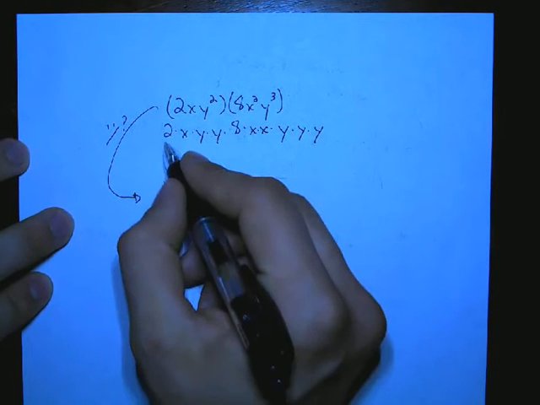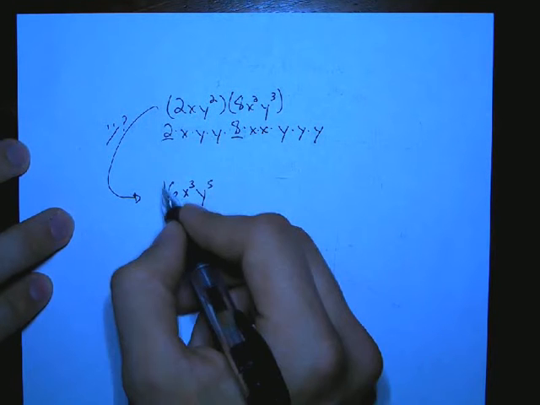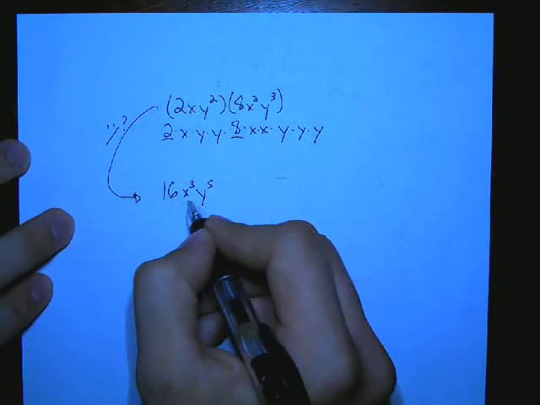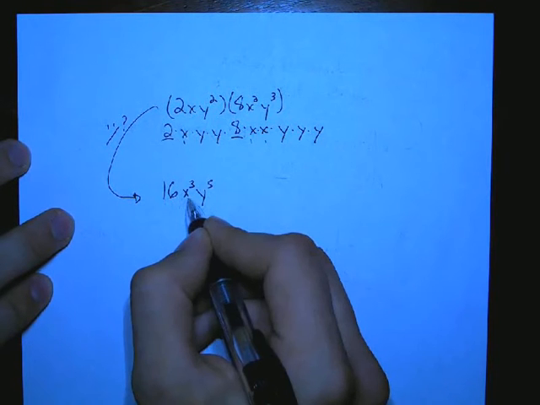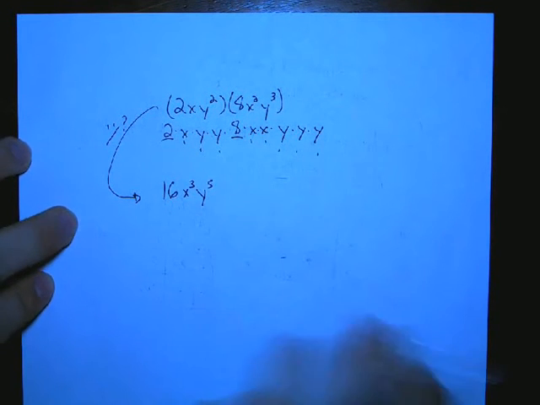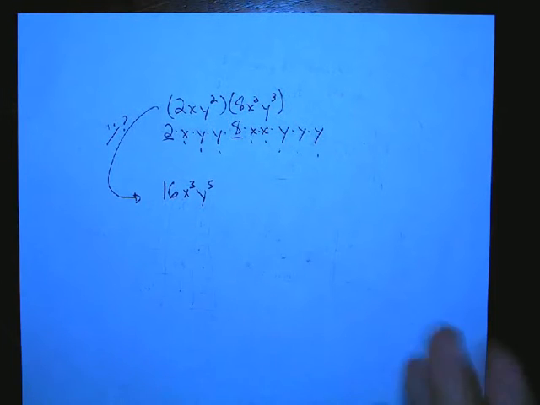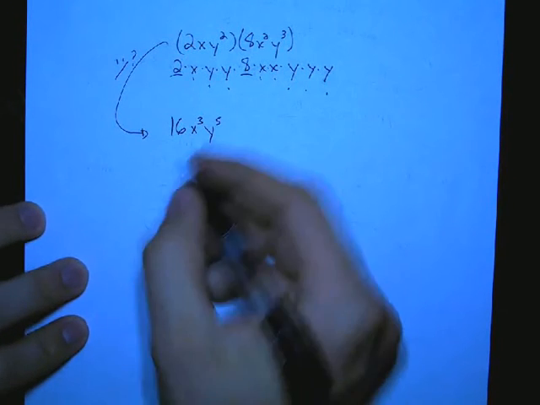Now here, you can still see that we still have 2 times 8. 2 times 8 is still happening, still 16. But the exponential values on your variables are a lot easier to see. I have 1, 2, 3 x's multiplied together. I have 1, 2, 3, 4, 5 y's multiplied together. Thus, that y^5. Let's look at a slightly more complicated situation.